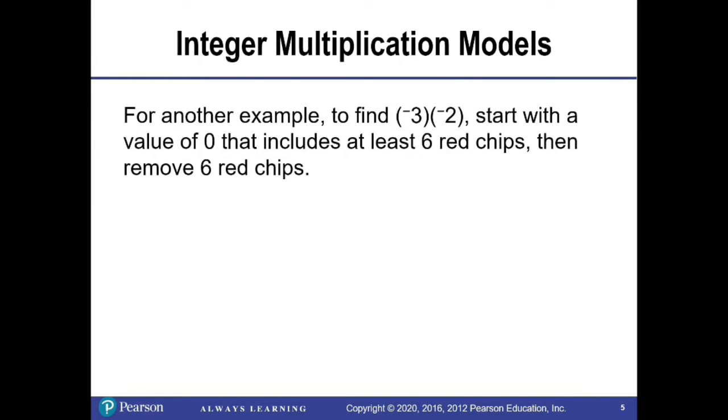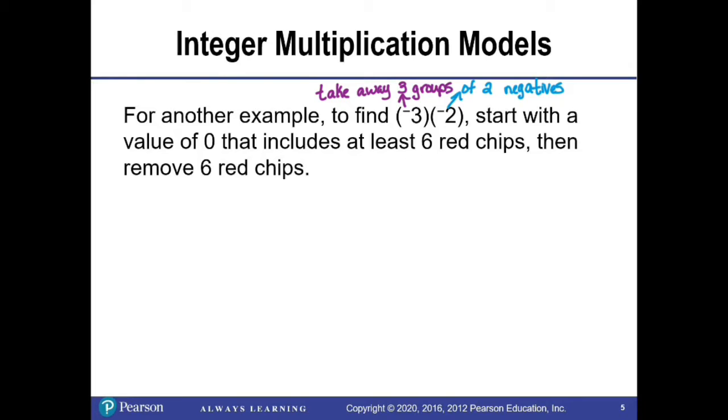But let's suppose we want to find negative 3 times negative 2. Well, the first number is negative, so this tells me I'm going to take away chips. The 3 tells me how many groups, so I'm going to take away 3 groups. And the second number tells me what type of chips. So I'm going to have negative chips, and there are going to be 2 negatives in each group.